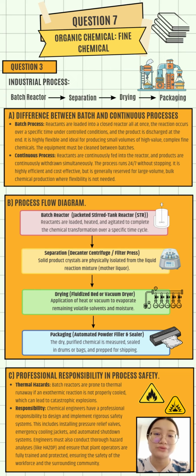Step 1 is the batch reactor, where the reactants are loaded, heated, and agitated to complete the chemical transformation. In step 2 is the separation, where the solid product and catalyst are physically isolated from the liquid. Step 3 is drying, where heat or vacuum is applied to evaporate the remaining solvent. The final step is packaging, where the purified chemical is measured and sealed in bags.